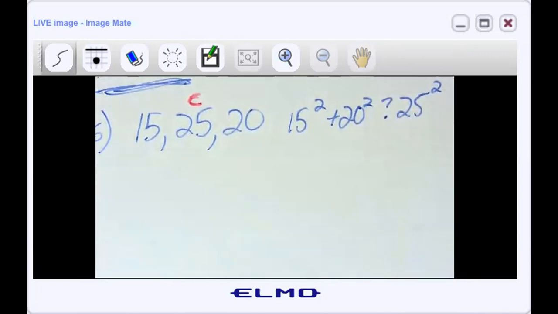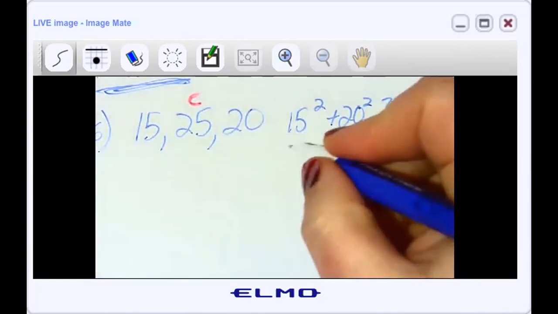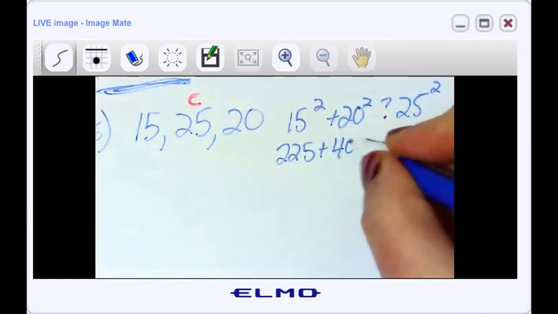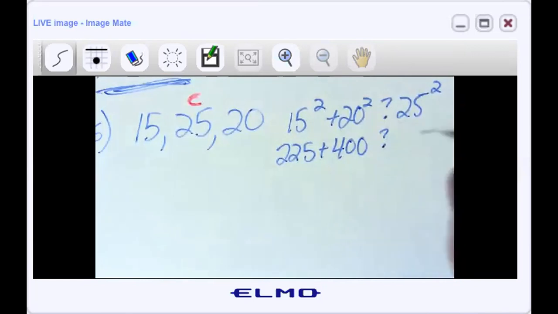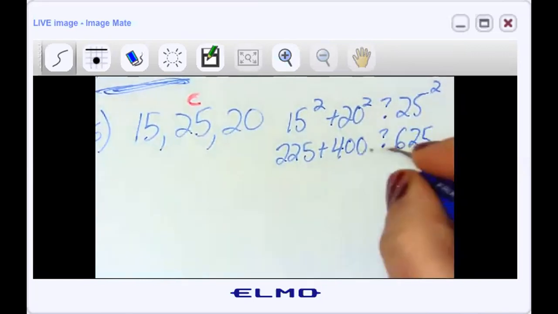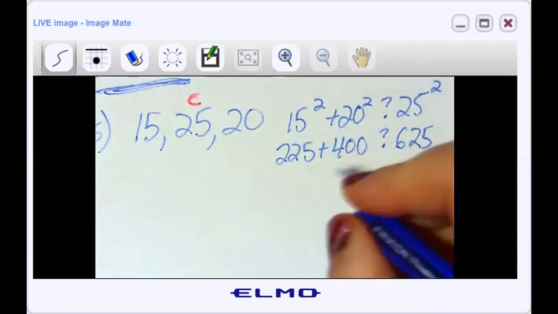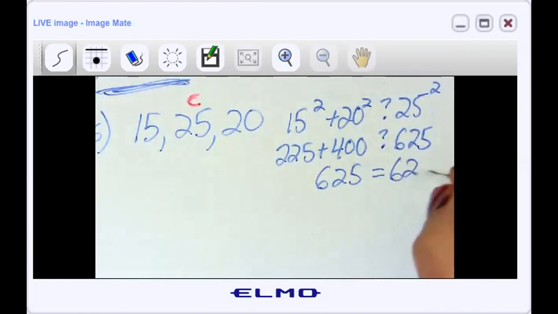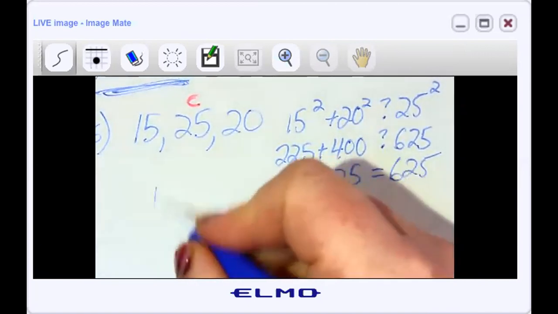And now we're going to do the math. So 15 squared is 225. 20 squared is 400. How does that compare? 25 squared is 625. Lo and behold, 225 and 400 is 625. So when they're equal, remember that just means that, yep, this is in fact a right triangle.